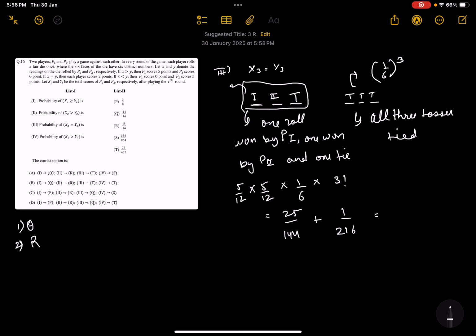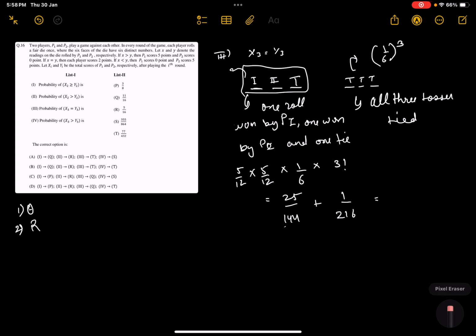This is equal to, this is 6 into 36 into 4, this is 36 into 6, so it becomes 75 plus 4 by 36 into 12, which is T. So 3 is mapped to T. So we still don't have our answer. It can be anyone from A to B.